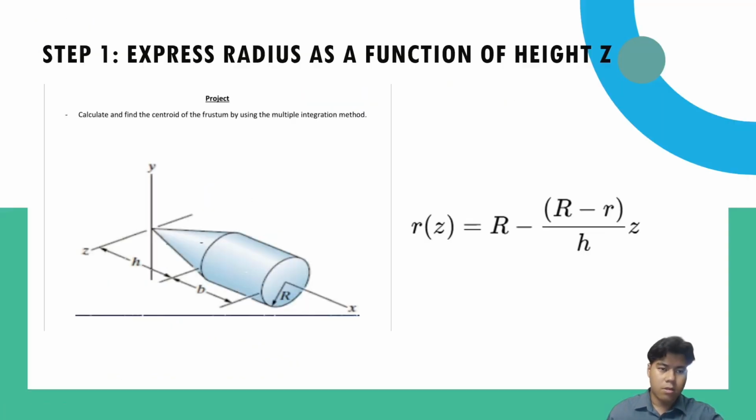Okay. So step 1, express the radius as a function of height z. Because the radius changes linearly from capital R to small r over the height, which is represented by h, the radius at height z will be represented by this equation.